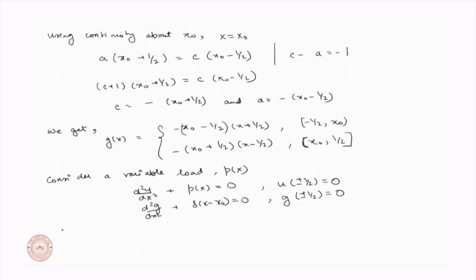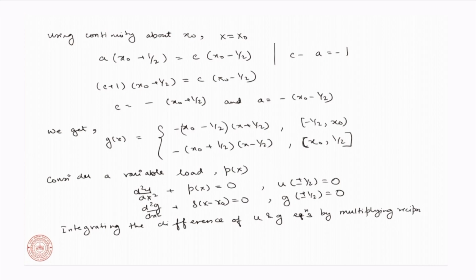Okay. So we are using the Green's function method to solve for this variable load. Green's function gives you segment by segment point loads at that x naught condition, and p of x is a variable load. So what we are trying to do is integrate the difference of the u and g equations by multiplying the reciprocals. We multiply the first equation with g, we multiply the second equation with u, and we subtract both of them, and then we take an integration within the limit.